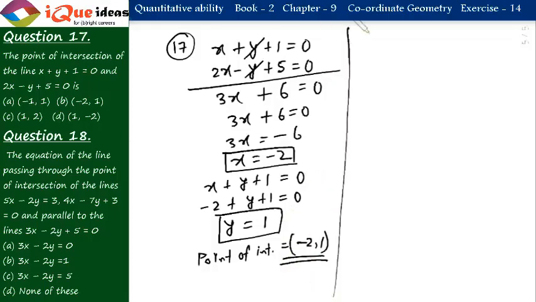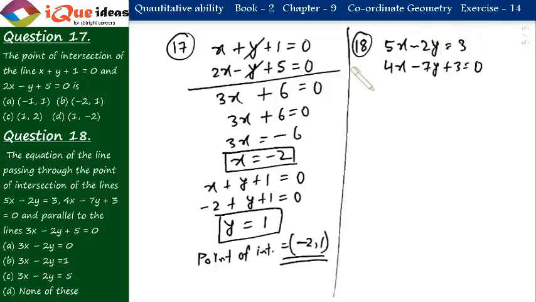Now the next question, question number 18. It says the equation of the line passing through the points of intersection of the lines 5x minus 2y equal to 3 and 4x minus 7y plus 3 equal to 0. So the simplest thing that you can do is solve these two equations and find the point of intersection. Let's solve them, right? Let's take everything on the same side.